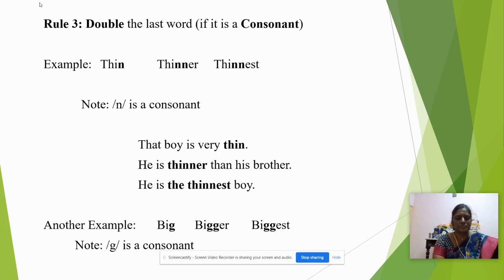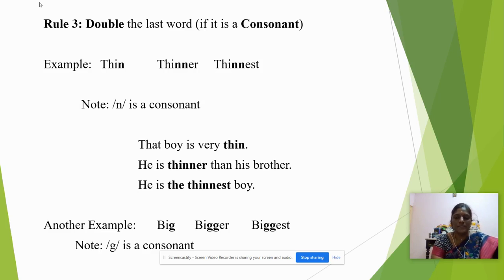Third rule, we have to double the last letter, that also if it is a consonant. We all know the alphabet contains 26 letters, right? Of those, 5 letters A, E, I, O, U are called vowels. The remaining are called consonants. See the example thin. The last letter is N. Thin. The N is a consonant.